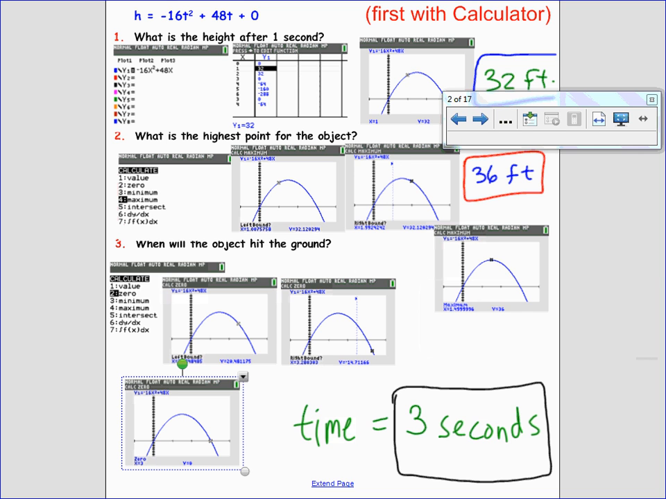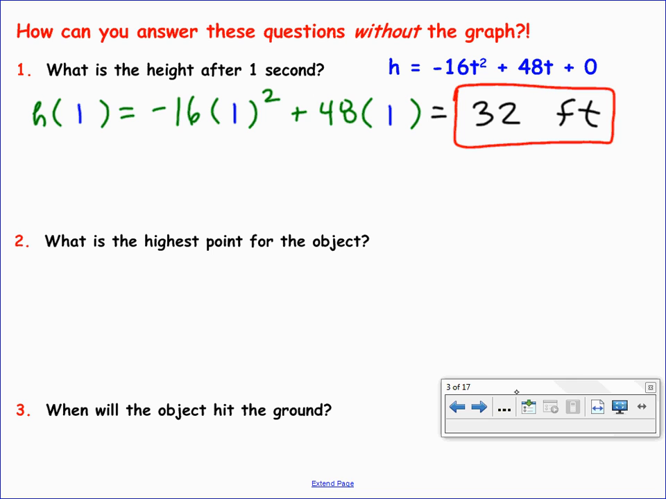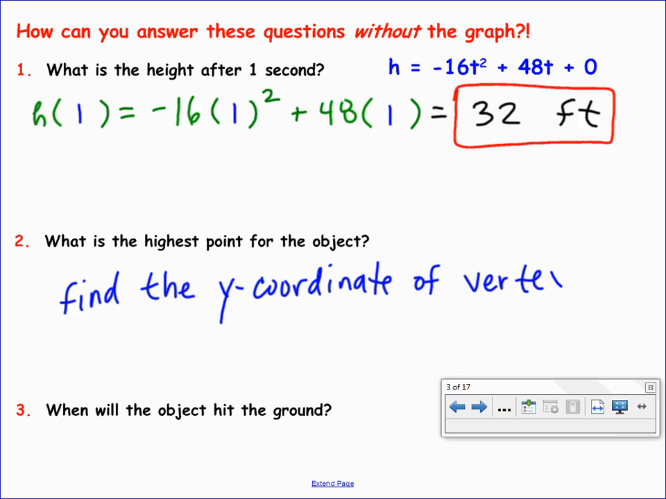And so without the graph, that's going to be a little bit trickier. As a matter of fact, we'd have to be able to find the y-coordinate of the vertex, and we haven't done that yet. So this one we could reason out number 2 after we do number 3, but for now we'll say that would be the y-coordinate of the vertex. We have to find the y-coordinate of the vertex, and we will be able to do that in another couple of days. For now, we'll hold that off.